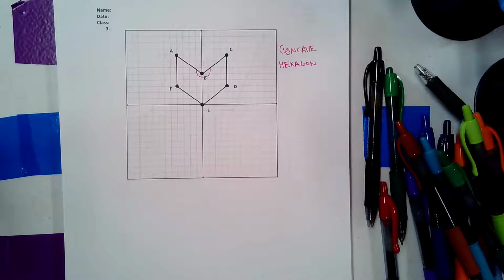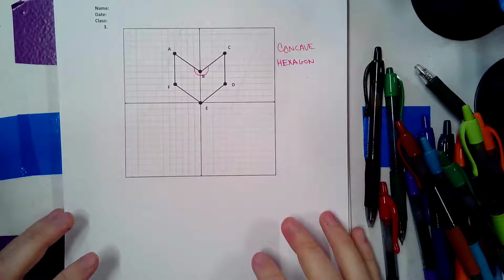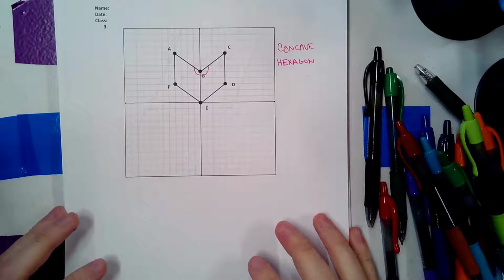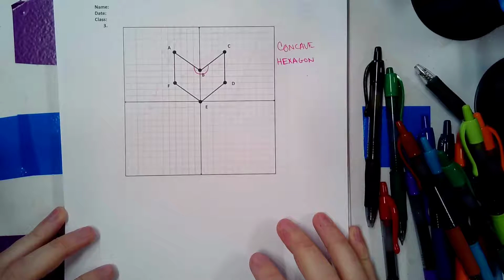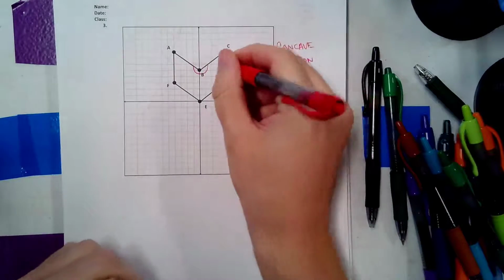Octagon is 8. Don't need to know the 9. Decagon is 10. Dodecagon is 12, right? Because dec is the 12th month of the year, which is why dec means 10, right? December used to be the 10th month. Fun fact. All right, this is 5 because we can count.